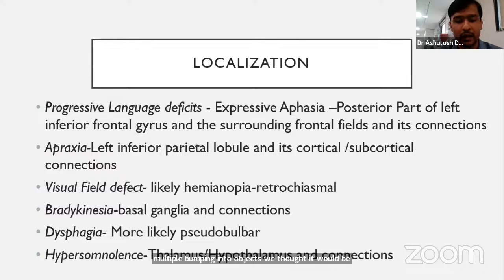And bradykinesia, definitely basal ganglia and the connections. Dysphagia looked more like pseudobulbar because there was no nasal twang and there was no history of any nasal regurgitation. And hypersomnolence may be localized to thalamus, hypothalamus connections or brainstem.